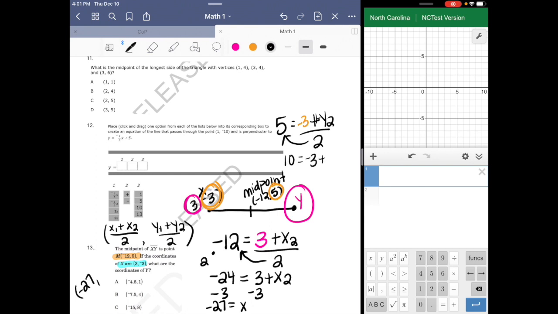So again, I'm going to solve this. I'm going to multiply and then add 3. And I get 13. So my y value is 13. And there's my other endpoint.